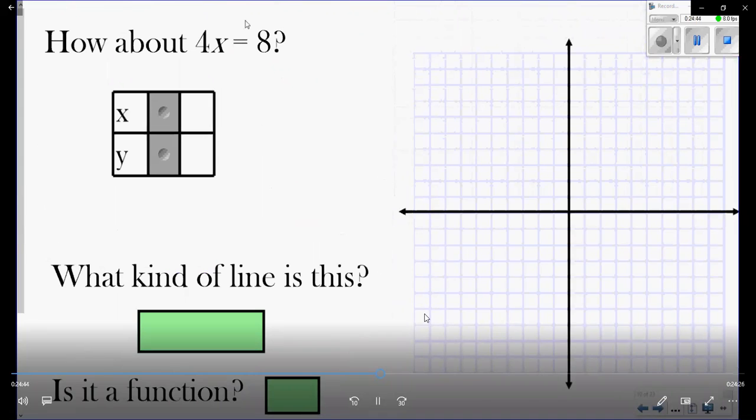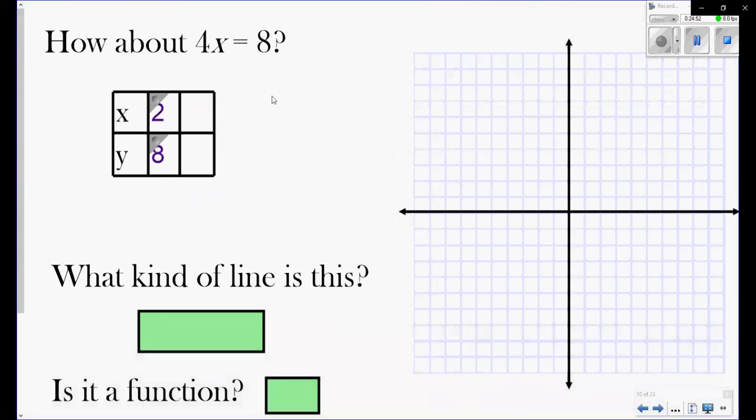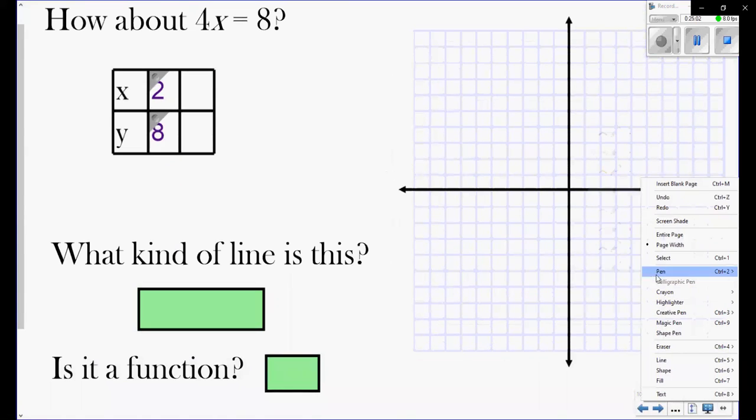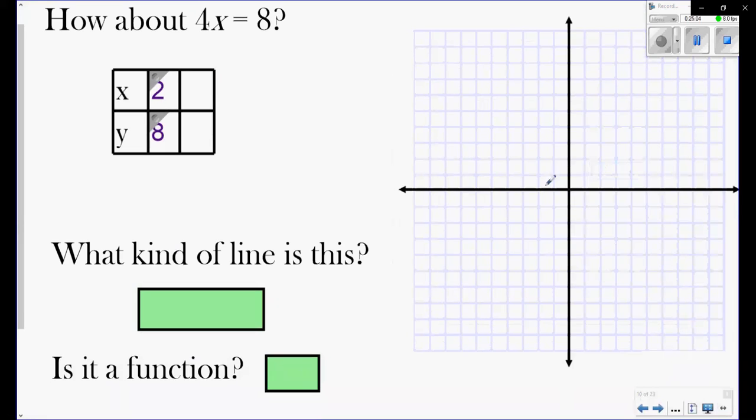Next example, how about this? If you were to solve for this, you would only get 2, and your answer, of course, would be 8. So this would be the only ordered pair that fits this equation. If you were to plot this point, you got 2, 8. I didn't label it, but you can count the boxes: 2, 8, 1, 2, 3, 4, 5, 6, 7, 8. That's your point.